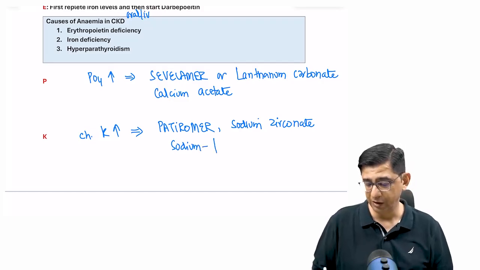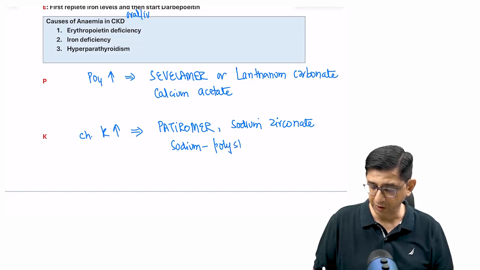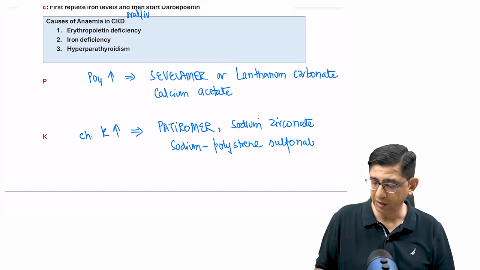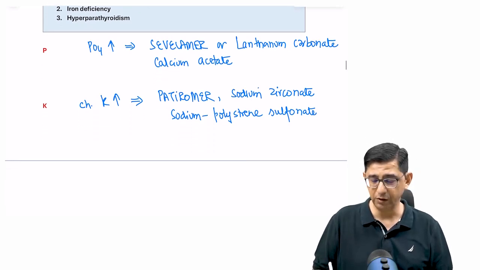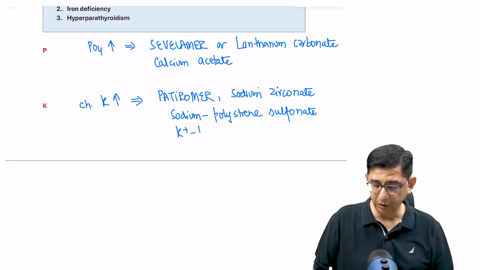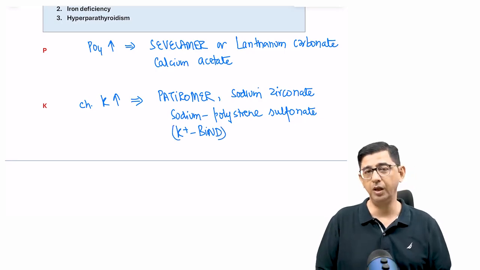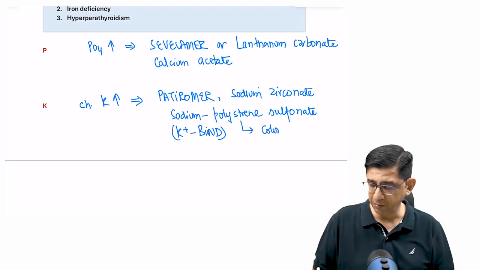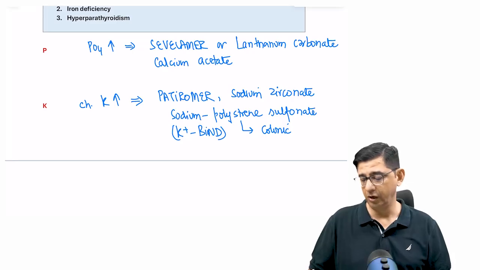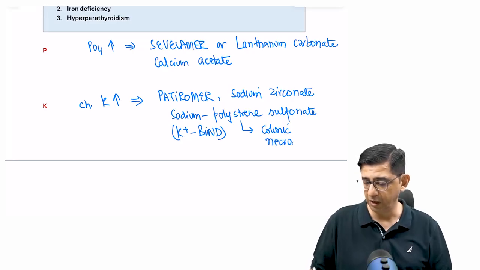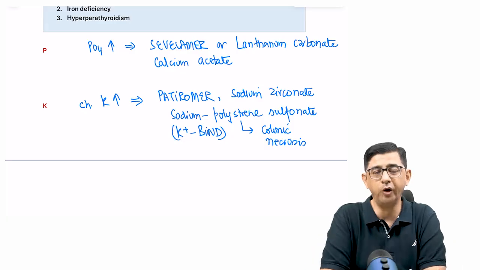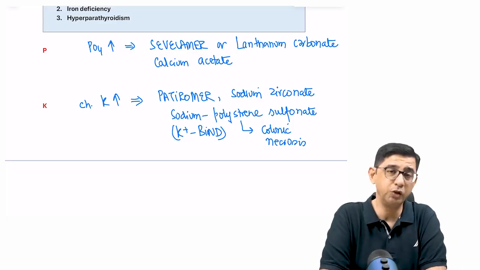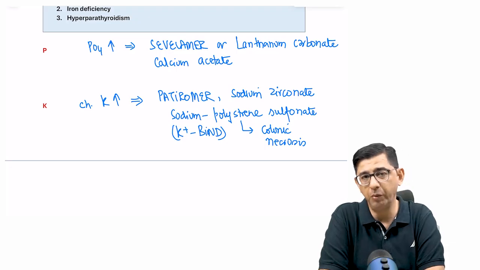This sodium polystyrene sulfonate is an old molecule. It used to be used when I was a student. It's still used as of now. I'm just mentioning the brand name, K-bind, to make you more comfortable. This could be given orally or as an enema. This molecule is not as famous as it used to be earlier because of the side effect that can be seen if the enema is given, that is colonic necrosis in a patient. So if they ask you what is the drug that would be used, your answer would be Patiromer.